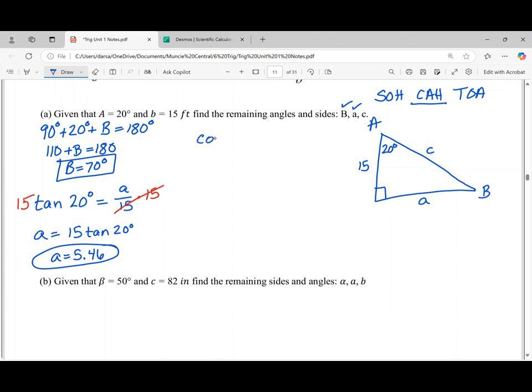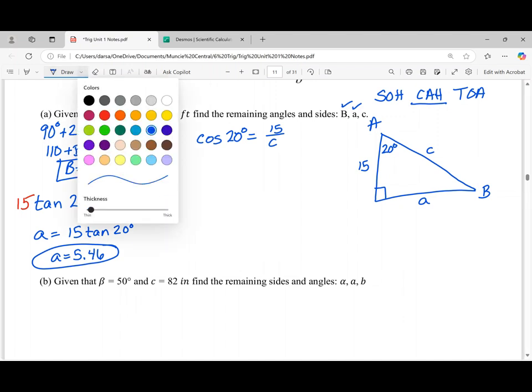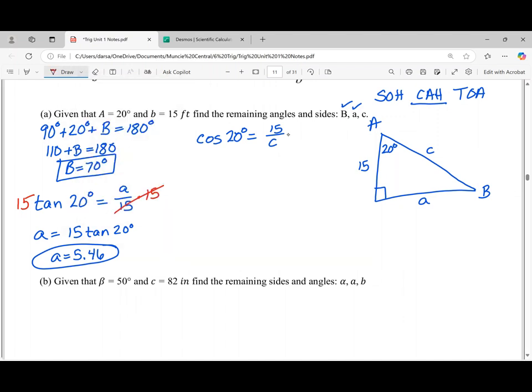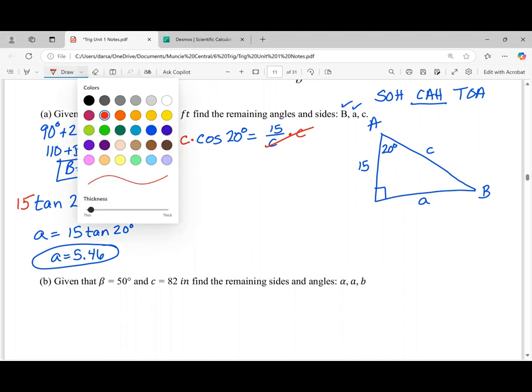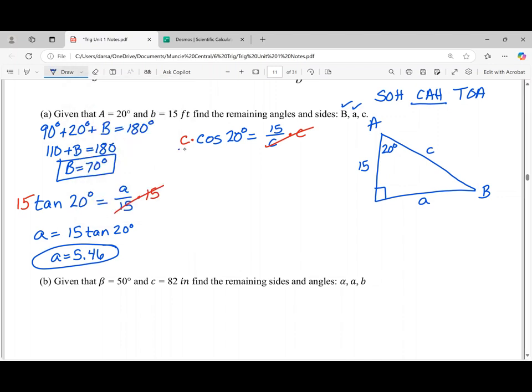So cosine of 20 degrees is the adjacent 15 over the hypotenuse c. Again, when the variable's in the denominator, this gets a little tricky. It's a two-step problem. We always start by multiplying both sides by that denominator to get rid of the denominator. Now we want to get that cosine by itself. So what do we have? We have c times the cosine of 20 degrees is equal to 15.